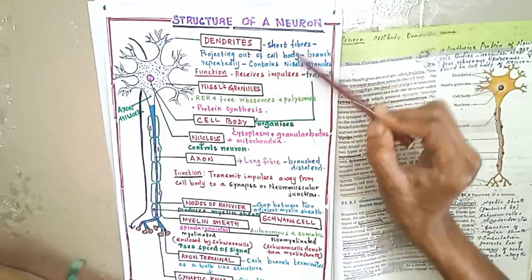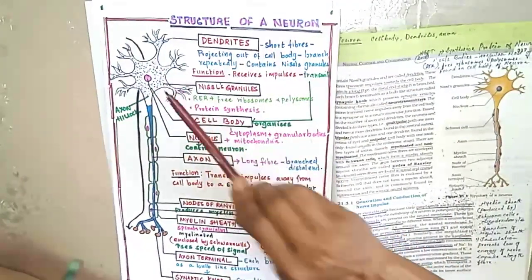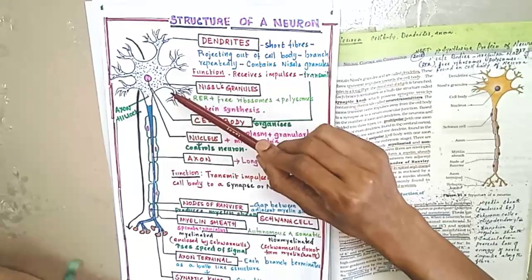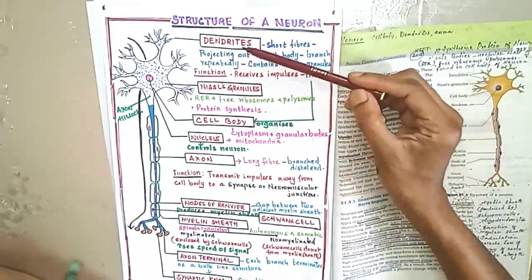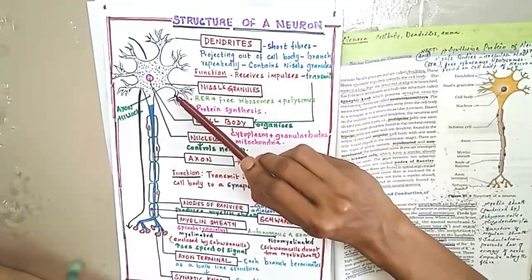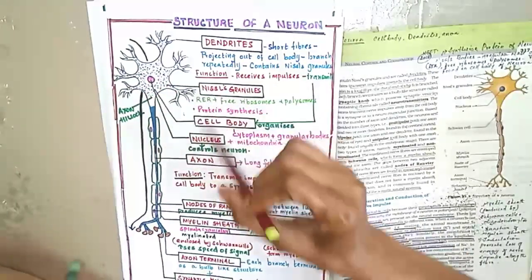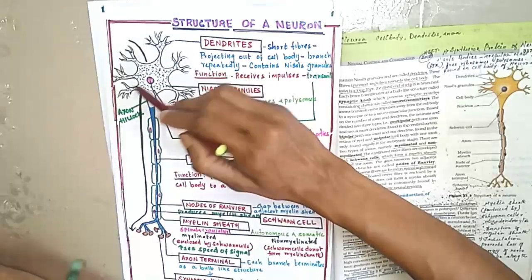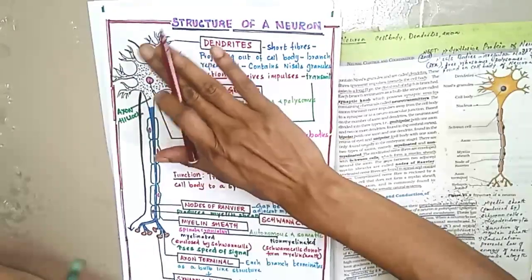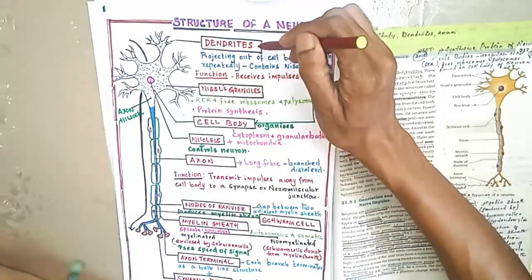Dendrites are short fibers which project from the cell body and branch repeatedly. They also contain Nissl's granules. What is the function of dendrites? It is to receive the impulses and transmit them to the cell body. So this is the beginning of the neuron. The finger-like projection present at the beginning of the neuron is the dendrites.